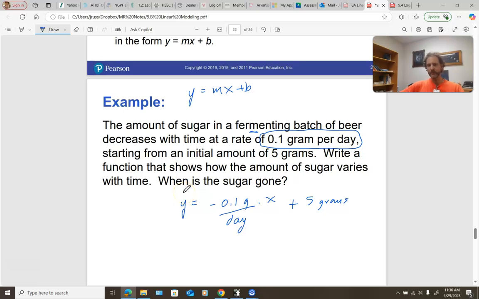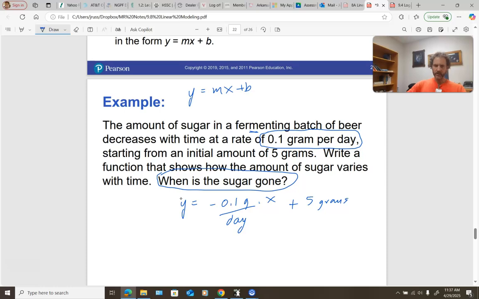Okay. So if we wanted to see how much sugar is left after 2 days or 3 days or 4 days, we plug those values in for x, evaluate this, and this would tell us. But the question is, when is the sugar gone? So it's not how much sugar is left after so many days. It's when is the sugar at 0? Okay? So when they say when is the sugar gone, they're implicitly saying when will y have a value of 0, because y represents the sugar content.